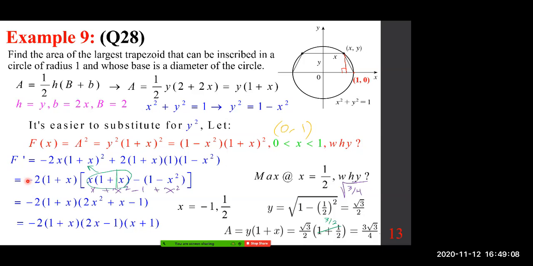So find the area of the largest trapezoid. Area is 3 square root of 3 over 4. Okay. So where does it occur? When, if you want to write the pair class, x is 1/2, this is the pair, and y is square root of 3/2, this one. So that's the pair, that's the area. Hopefully everybody is happy.